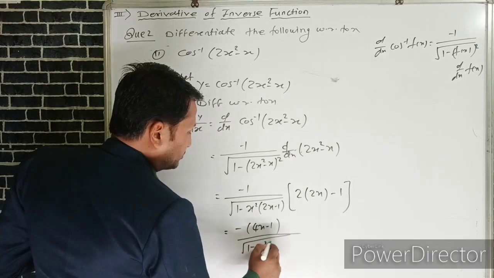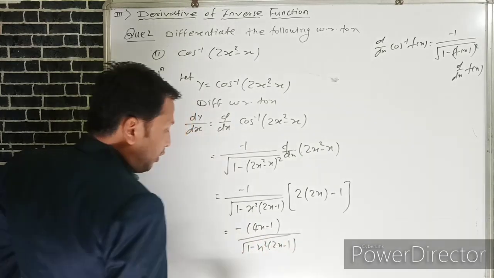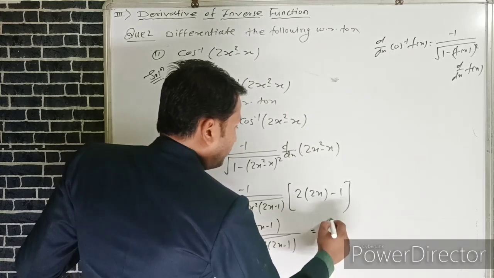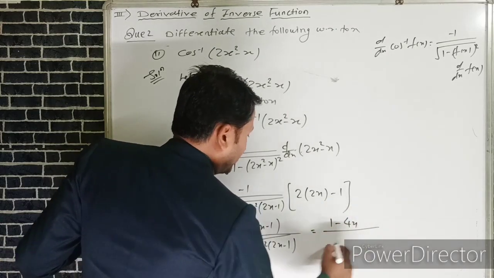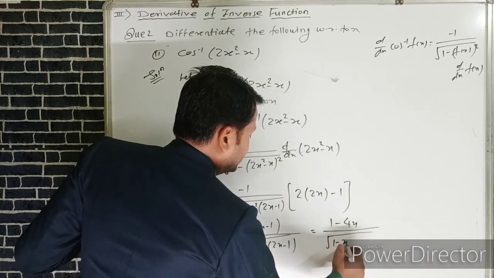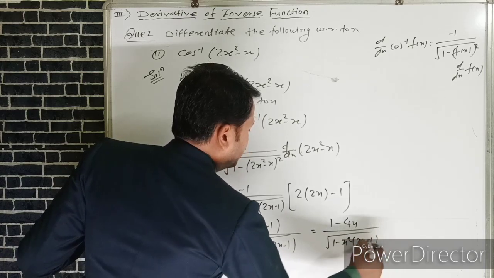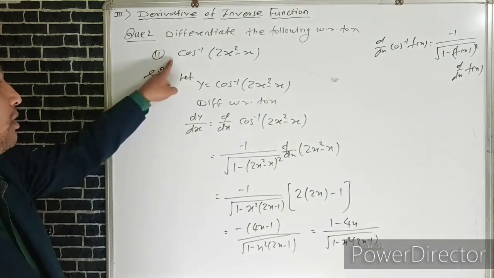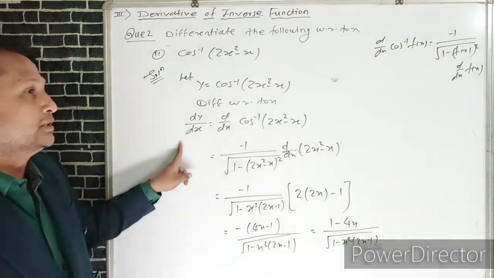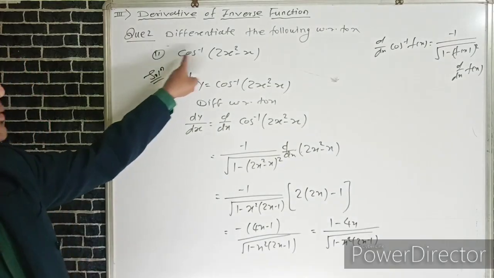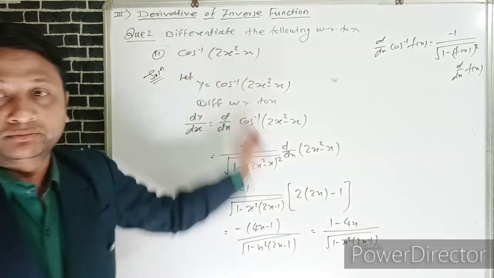we can write minus of 4x minus 1 upon under root of 1 minus x square into 2x minus 1, or 1 minus 4x upon under root of 1 minus x square into 2x minus 1, which is the required derivative of y, dy upon dx. The y is cos inverse of 2x square minus x. Write this down.